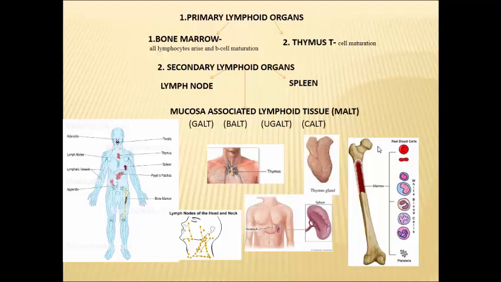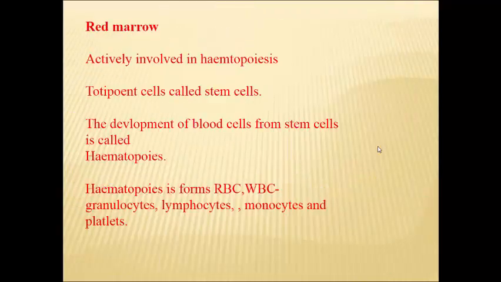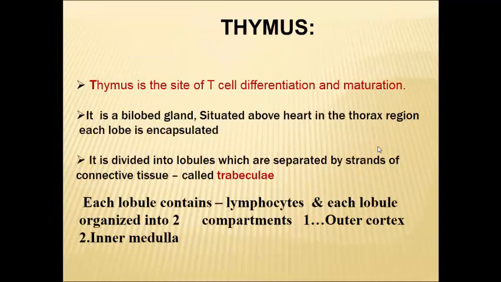In the second video we dealt with the two kinds of primary lymphoid organ, that is bone marrow and thymus. In this session we are going to discuss the secondary lymphoid organs. Okay, what do you mean by secondary lymphoid organ?